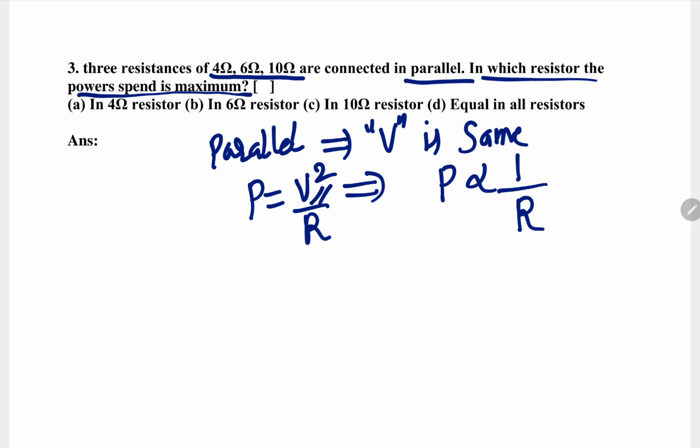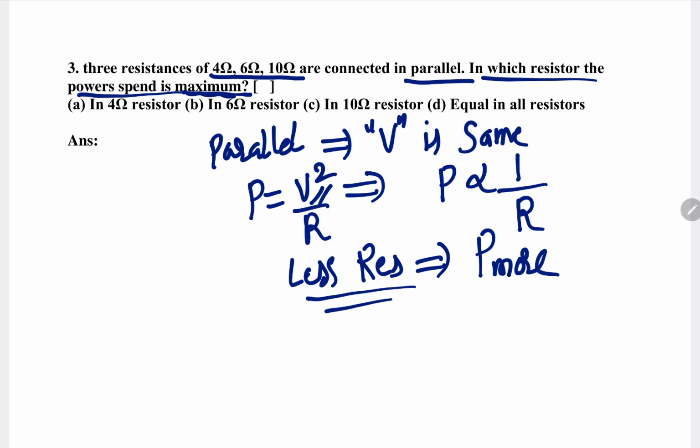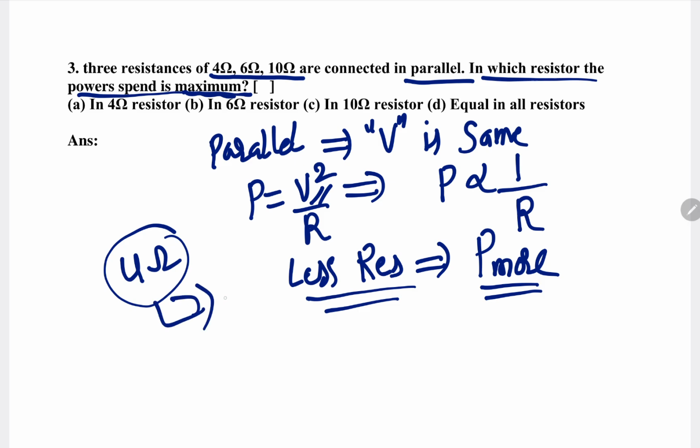What is the meaning of this? Less resistance will have more power consumption. Here what is asked is in which resistor the power is maximum. So less resistance will have the more power consumption, and the least resistance is 4 ohm, so 4 ohm will have the most power consumption. So the answer is A.